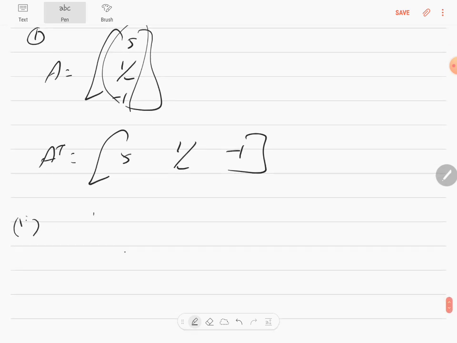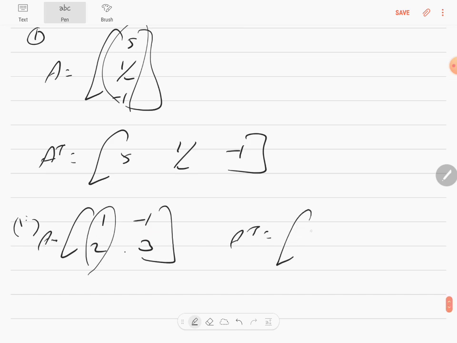The second question, as you know, is 1, minus 1, 2 and 3, and this is A. To write A transpose, you write a column as a row, which is 1, 2, minus 1, 3. It's as simple as that. I don't have to do the third sum.